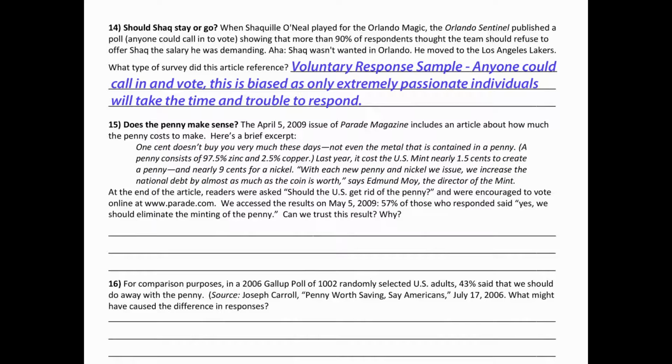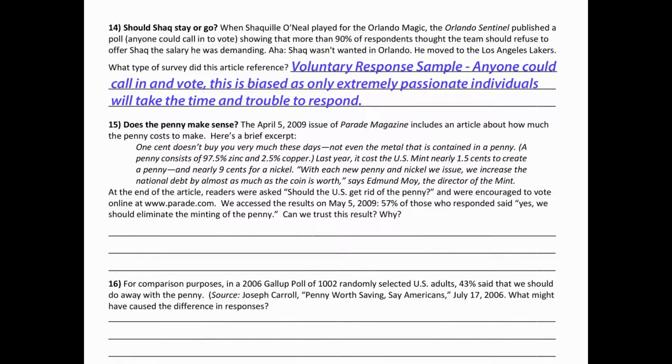So at the end of the article, the readers were asked, should the U.S. get rid of the penny entirely, just stop making it? And they were encouraged to vote online at parade.com. So accessing the results later on, we see that 57% of those who responded said that we should eliminate the penny. Can we trust those results?